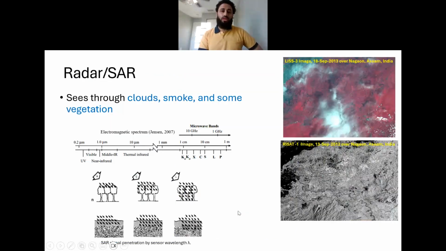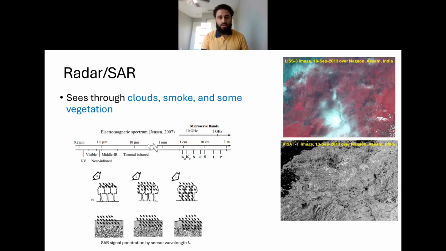And then, well, we used radar, especially InSAR, because it had millimeter to centimeter level accuracy. We could not get that with LiDAR, so we shifted to radar. Radar, as you would know, can penetrate through some clouds, vegetation, and smoke. Now in this electromagnetic spectrum, if you see, this is where the microwave spectrum is.